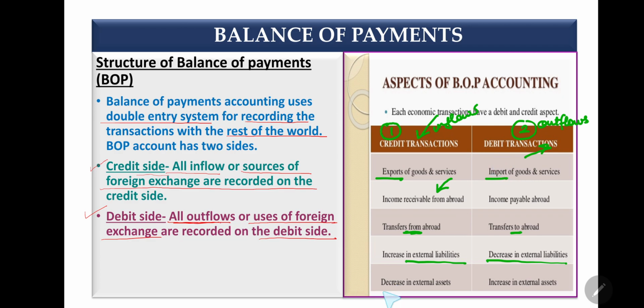Take another example to make the concept clear. Decrease in external assets. Why will it be recorded in the credit side? You are selling them off and you are getting something in return. Increase in external assets: suppose I buy something in Dubai, I have to pay from here. So something is going out from my pocket, so it will be recorded in the debit side. So to repeat again, the structure of balance of payments is a double entry system, and it records the transactions on the credit and debit side. Credit side meaning inflows and debit side meaning outflows.